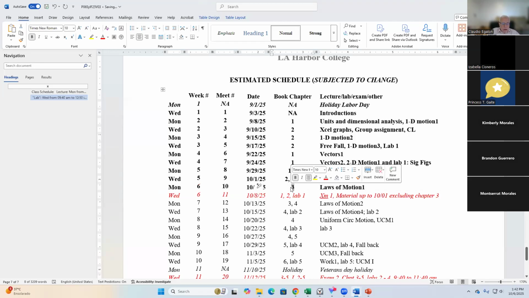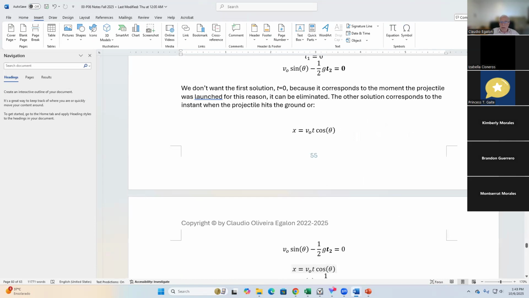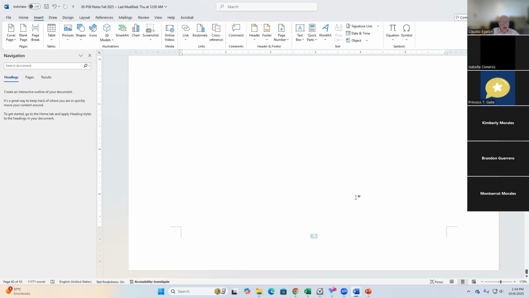And we're going to start chapter 4 now, which is laws of motion. Laws of motion. That's when we start to talk about force, the concept of force, okay? Chapter 4, and let's go. The notes.